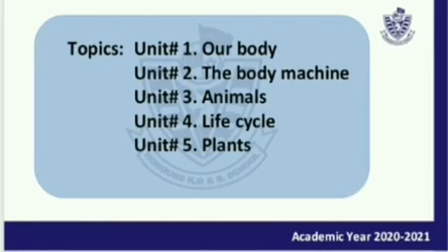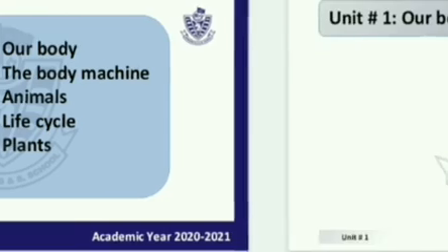Today we are going to learn first 5 units. Unit number 1, our body. Unit number 2, the body machine. Unit number 3, animals. Unit number 4, life cycle. Unit number 5, plants. Let's start the video lesson.